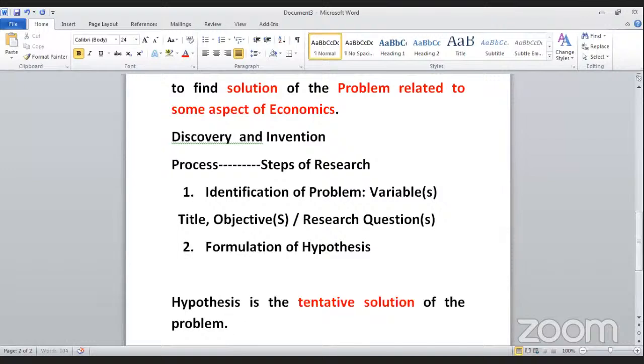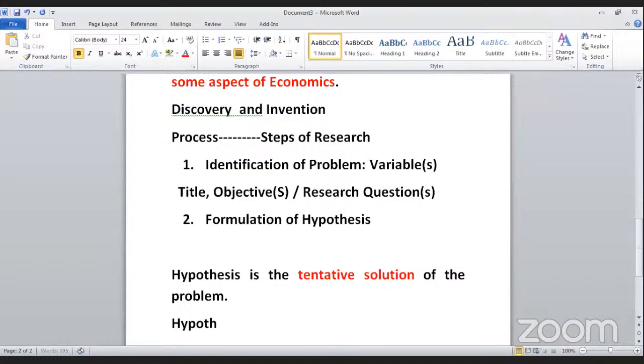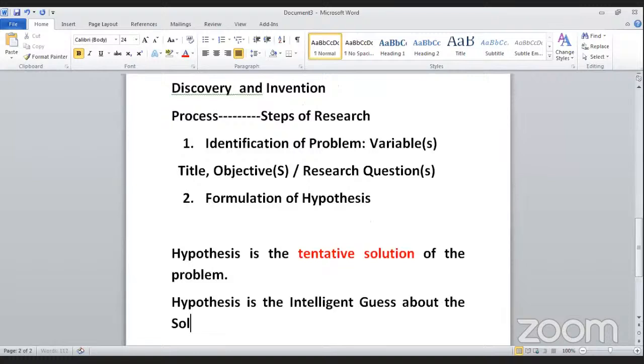Another definition of hypothesis is the intelligent guess about the solution of the problem. Please understand, it is not a guess. It is an intelligent guess, not tentative, intelligent guess.